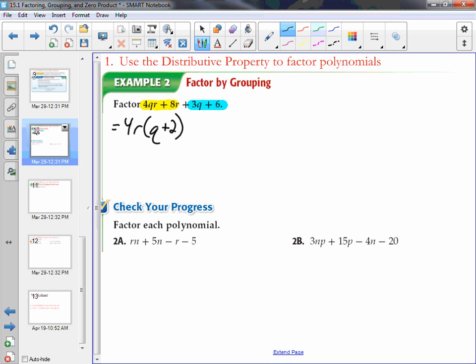Okay? Now, in the second group, what's the greatest common factor? 3. Now look, I didn't put a sign on the 4R because if you have a string of terms written down, the first term is positive unless there's a negative sign in front of it, right? But everything else always has to have a sign in front of it, either a plus or a minus. So I'm factoring out a 3, and I have to indicate that it's a positive 3. And what am I left with inside the parentheses? Q plus 2.